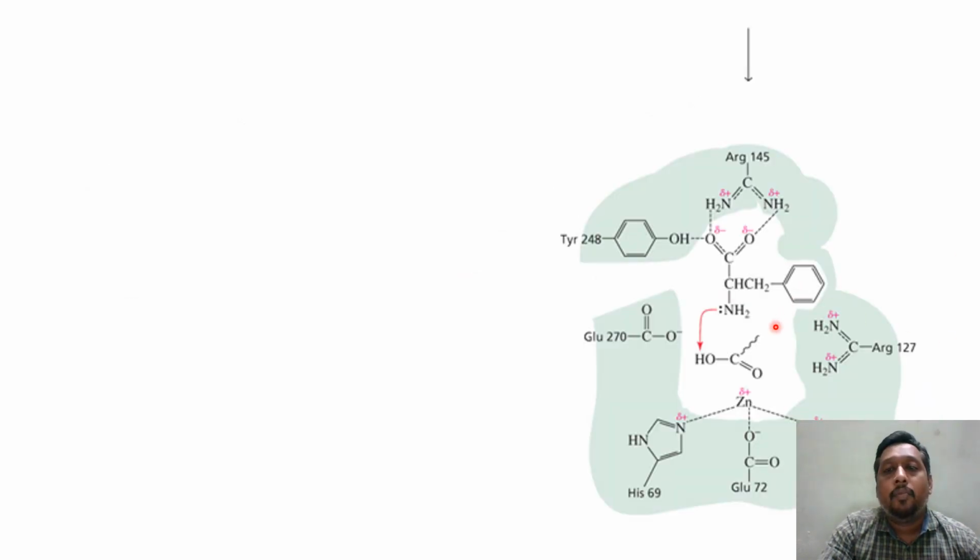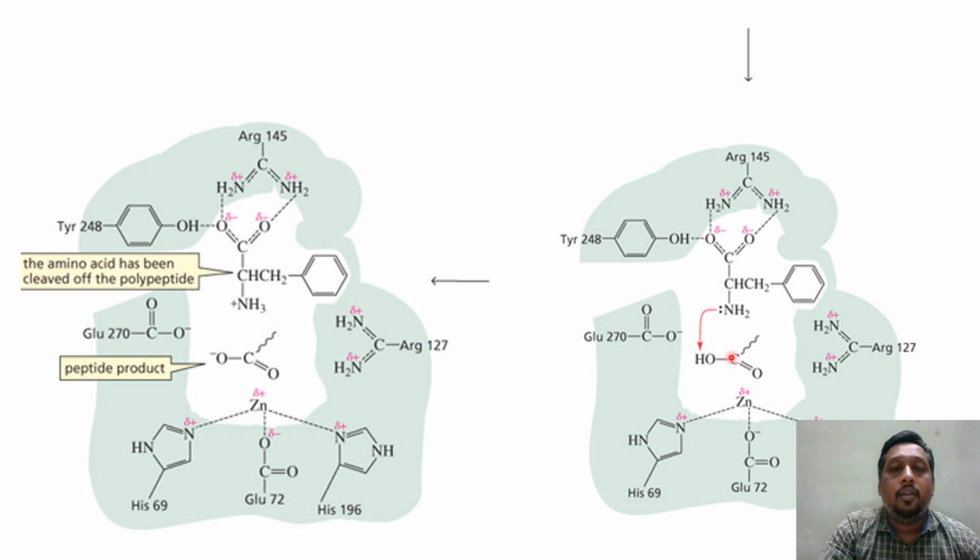In the next step, once the peptide bond is cleaved, internal proton transfer forms NH3 plus and COO minus. Now, due to electrostatic repulsion between this carboxyl ion and the glutamate 270 COO minus, the cleaved peptide product will be expelled out of the active site of the enzyme. The amino acid has been cleaved off from the polypeptide.